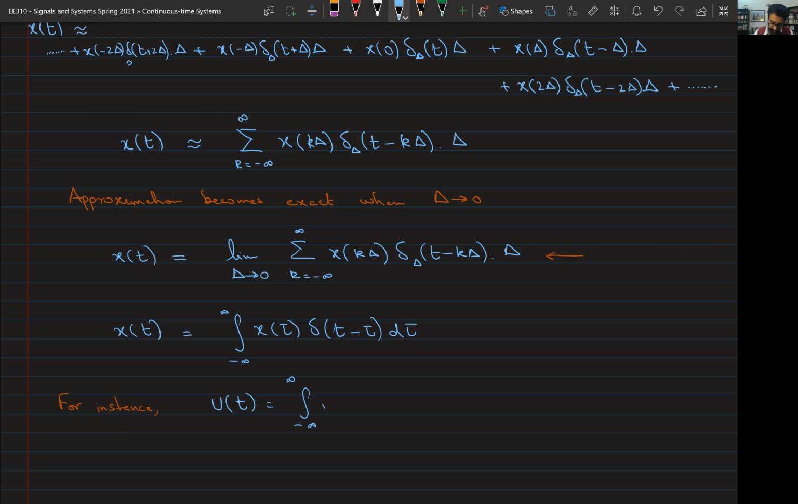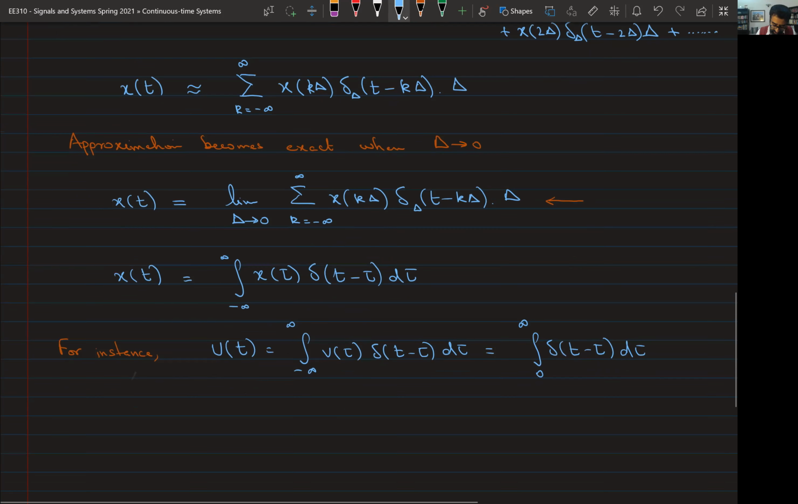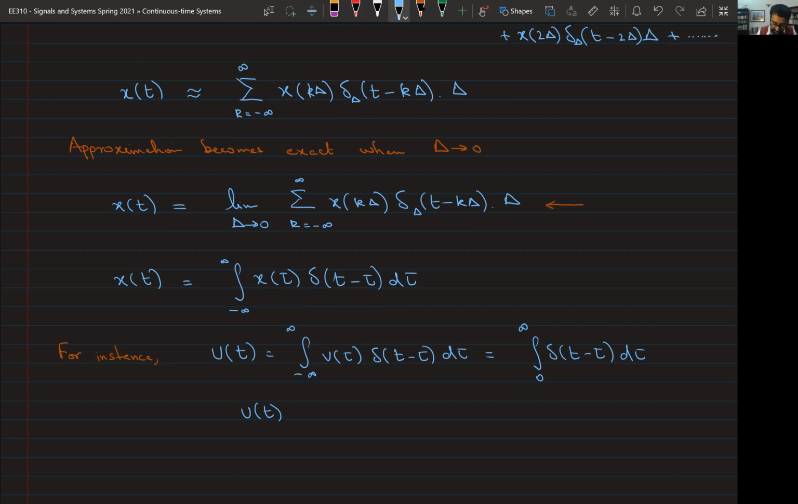Right, so this is u of tau, and this is delta of t minus tau d tau. Okay, but u of tau I know is equal to 1 for all values of tau which are greater than 0, and therefore this integral reduces to the integral from 0 to infinity of delta of t minus tau d tau. So what we've concluded here is that a unit step can be represented in the following form: integral from 0 to infinity of delta of t minus tau d tau.